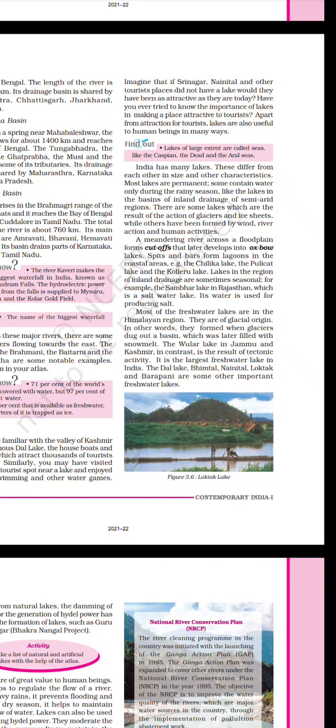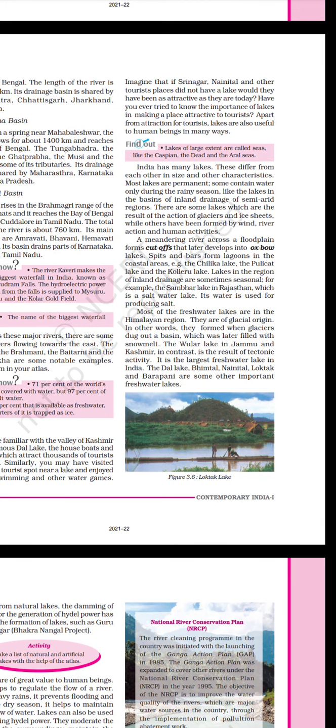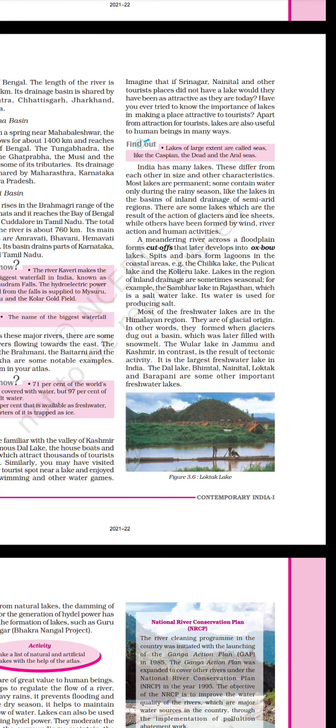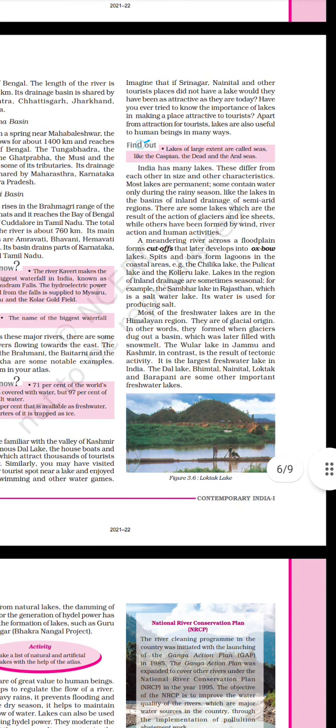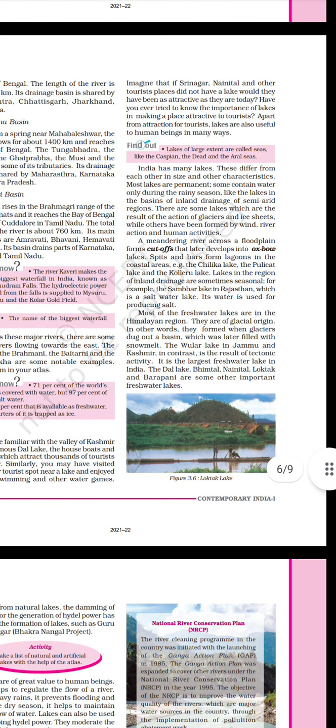A meandering river across a floodplain forms cutoffs that later develop into oxbow lakes. Spits and bars form lagoons in the coastal areas, for example, the Chilika Lake, the Pulicat Lake, and the Kolleru Lake. Lakes in the region of inland drainage are sometimes seasonal. For example, the Sambar Lake in Rajasthan, which is a salt water lake, its water is used for producing salt.